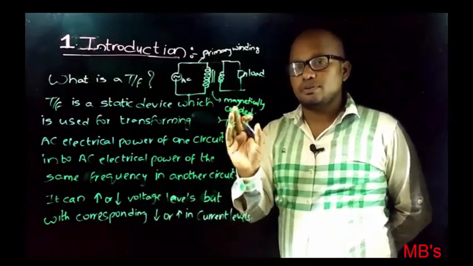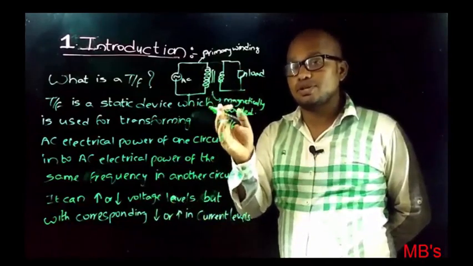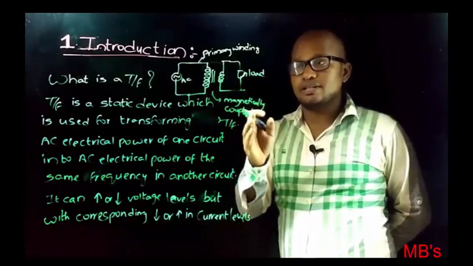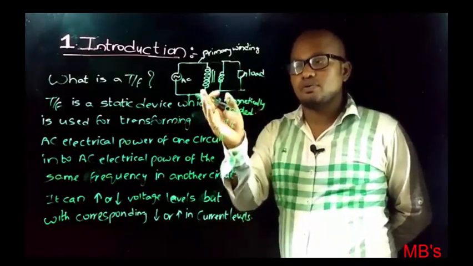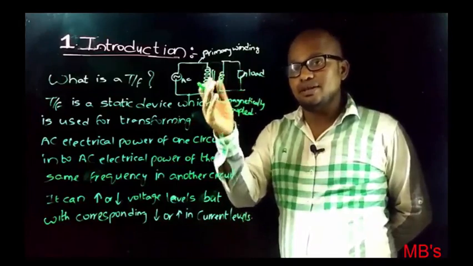Means if suppose the transformation of power from one circuit to another circuit is accomplished along with decrease in voltage levels, it can also be said that the transformation of power from one circuit to another circuit is accomplished along with increase in current levels.